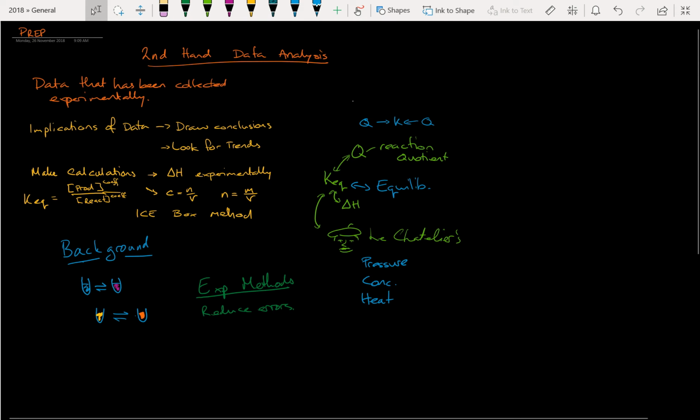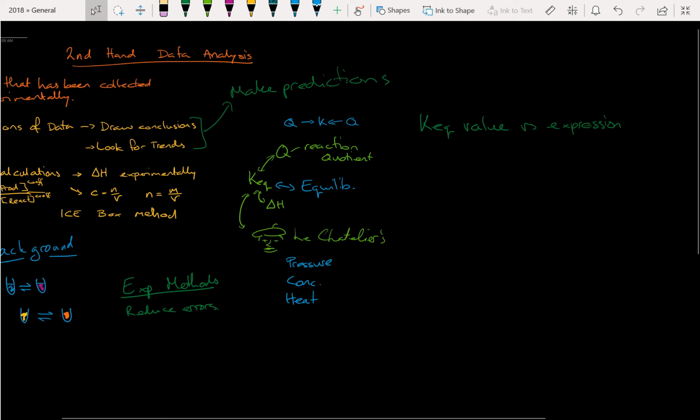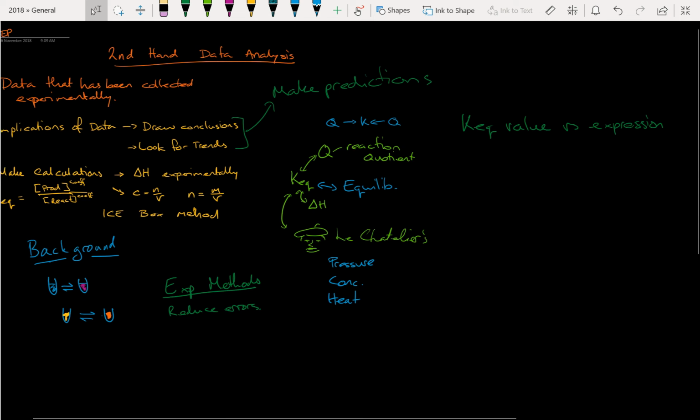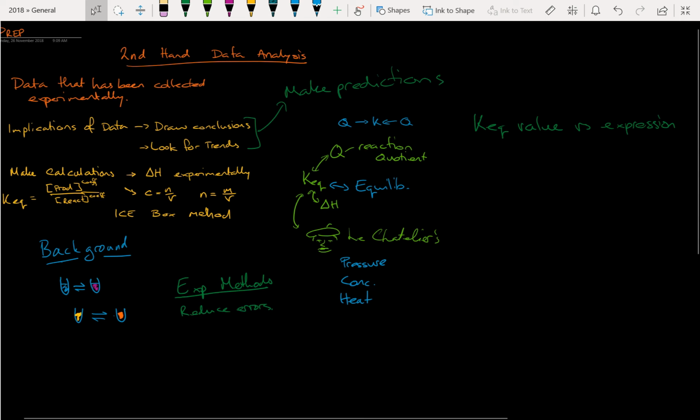So secondhand data analysis, remember, we're looking at data that's being collected. We want to be able to talk about implications of it, draw conclusions, make predictions. We want to look for trends. We want to be able to make all the calculations and manipulate those as much as we could. You want to know the difference between a KEQ value versus the expression. That's important. So yeah, that should be good prep.